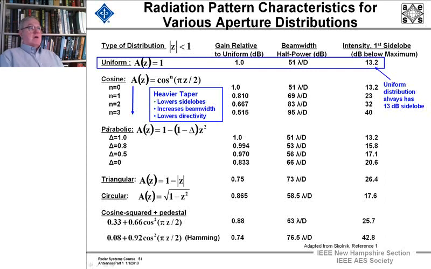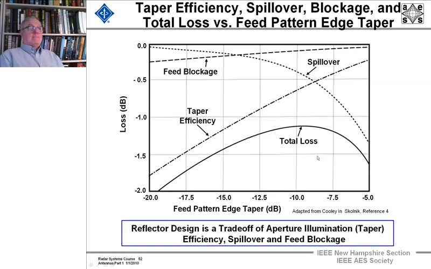and a cosine, okay. So that taper efficiency, the spillover, blockage, and the total loss versus feed pattern edge taper. And this is for one design of one antenna. It shows you what you want to do. In the one case, you've got a loss due to the spillover effect. In another case, you've got the loss due to the feed blockage. Another case, you've got the loss in your taper efficiency.